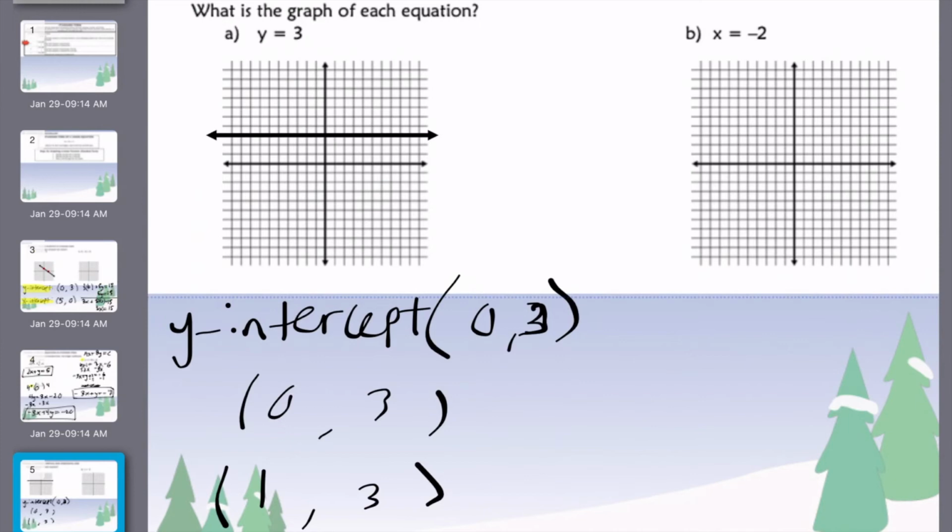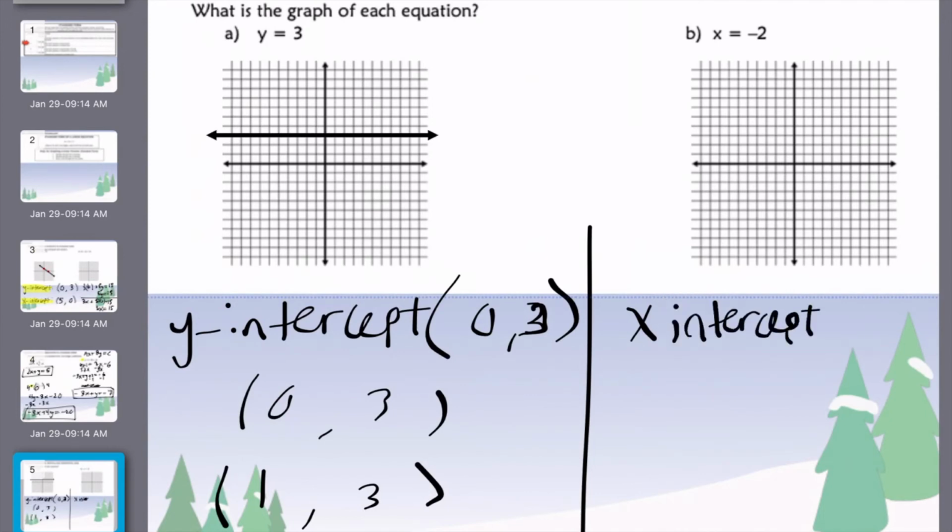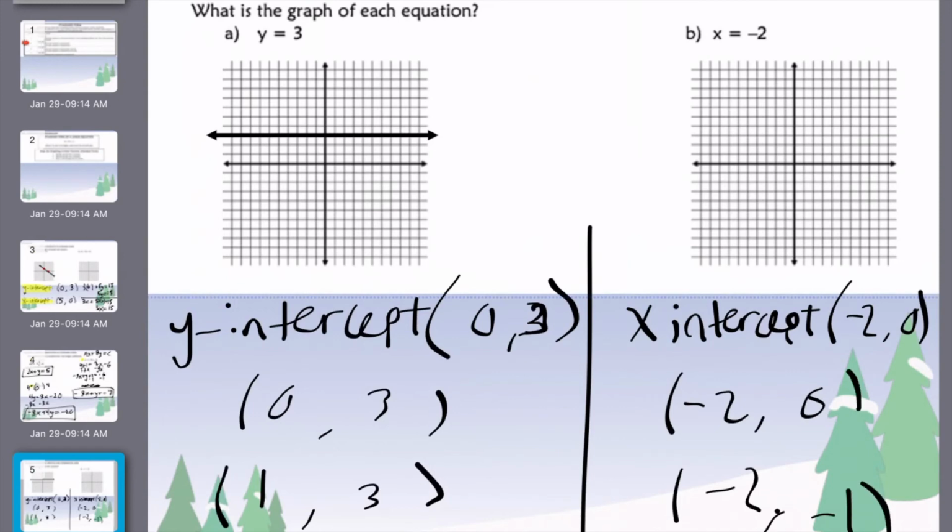Now for part B, when x equals negative 2, it's actually really similar. That's saying that my x-intercept is at negative 2, 0. So no matter what y value I have, I'm always going to have that x value of negative 2, because that's the only piece of information that they give you. They just tell you no matter what, your x value is negative 2. So it could be your y value 0 or negative 1 or 5 or negative 5. It doesn't matter because your x value is always going to be equal to negative 2.